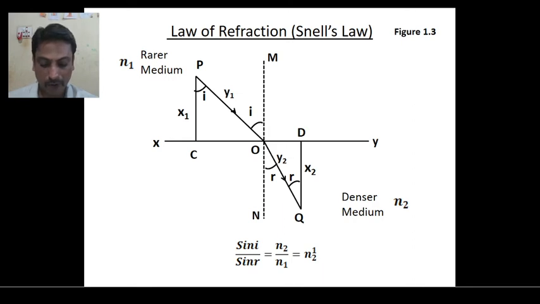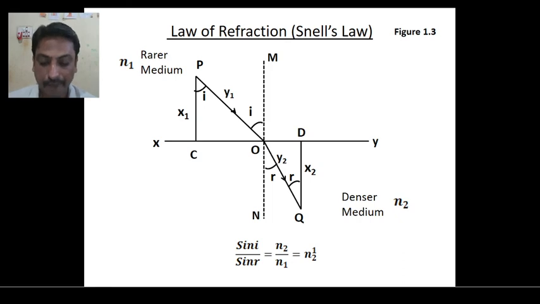Now I will substitute the values of these y1 and y2 in equation 1. Then I will get t is equal to n1 x1 sec I divided by c plus n2 x2 sec r divided by c. Again, according to the Fermat principle, dt must be equal to 0. So I differentiate the above equation and I will get dt is equal to 1 divided by c into n1 x1 sec I tan I di plus n2 x2 sec r tan r into dr. Now equating dt is equal to 0, I will get n1 x1 sec I tan I di is equal to minus n2 x2 sec r tan r into dr.